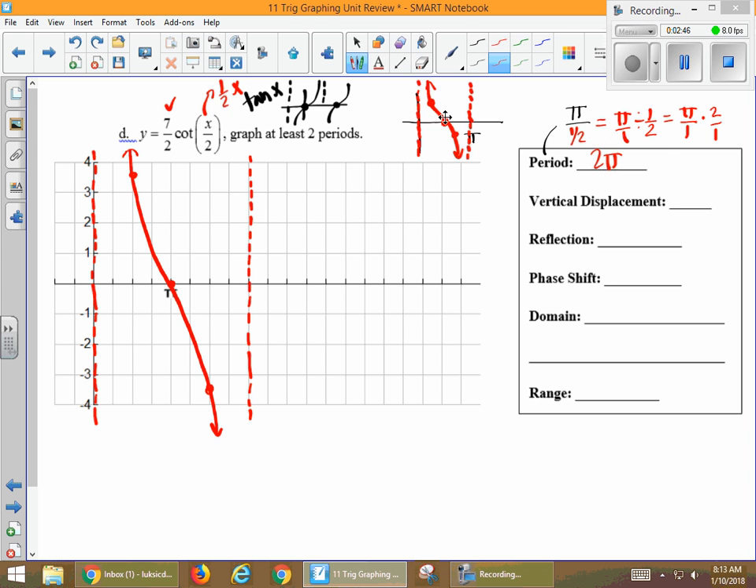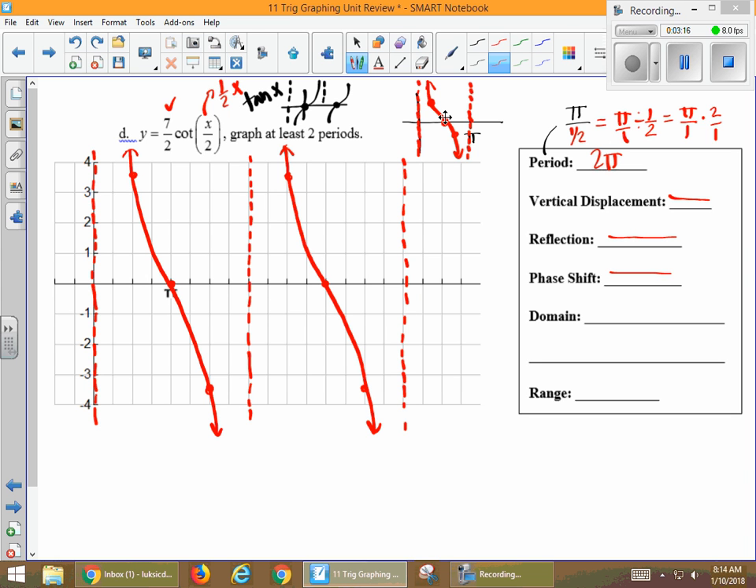Graph at least 2 periods, so we're going to keep going here, 8 spaces out, and just repeat that same pattern. All of these functions can be broken into fourths. I think that's really the easiest way to graph them, whether you're doing tangent or cotangent or sine or cosine. So we had no vertical displacement, we had no reflection, we had no phase shift. Woo, this one was too easy.